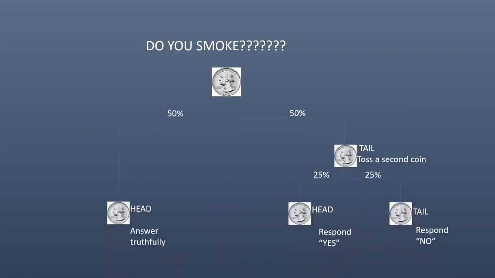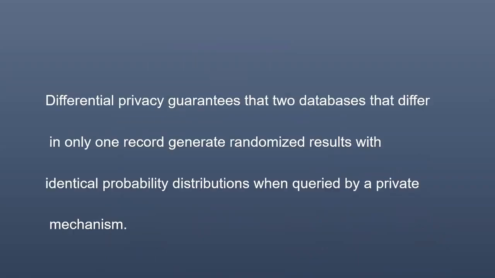For instance, a survey tried to record the number of participants who smoke. However, to protect the responses of the participants, they were told to toss a coin. If it outputs head, then they should tell the truth. If tail, they should toss a second coin and respond yes if head and no if tail. This randomization is applicable in differential privacy, which guarantees that two databases that differ in only one record generate identical probability distributions when queried by a private mechanism.